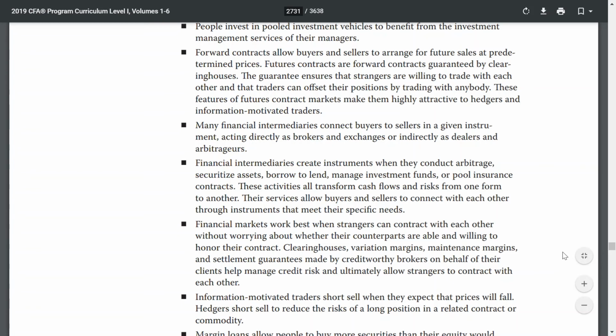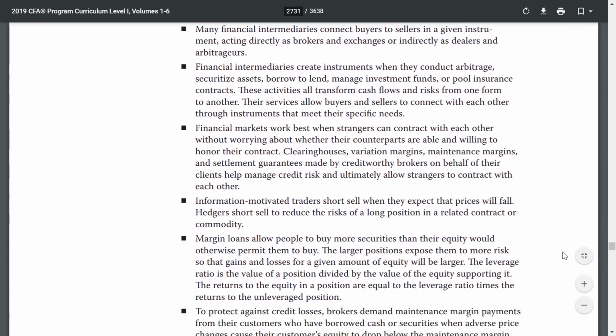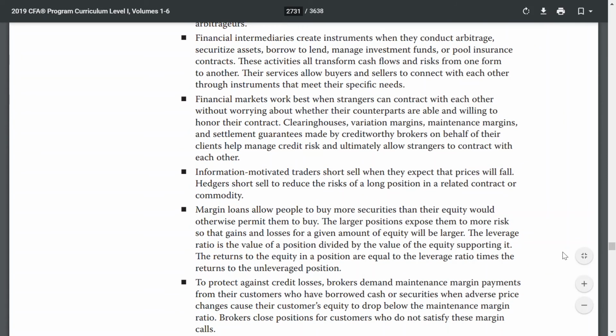Financial markets work best when strangers can connect with each other without worrying about whether their counterparty is able and willing to honor their contracts. Clearinghouse variation margins, maintenance margins, and settlement guarantees made by creditworthy brokers on behalf of their clients help manage credit risk and ultimately allow strangers to contract with each other.